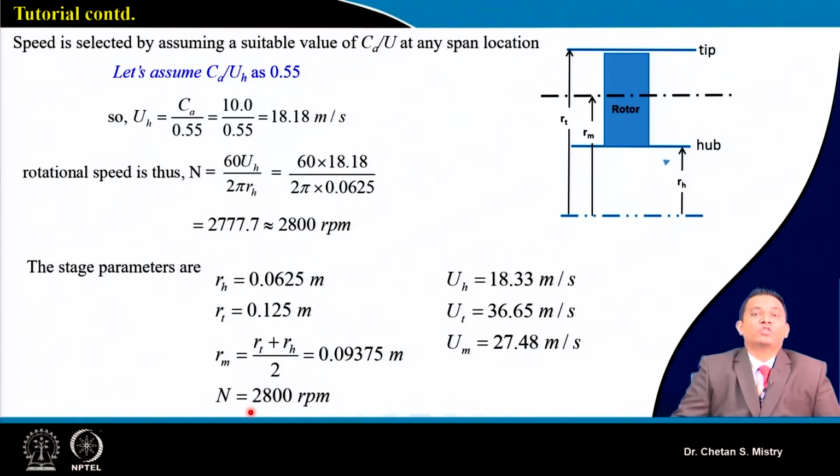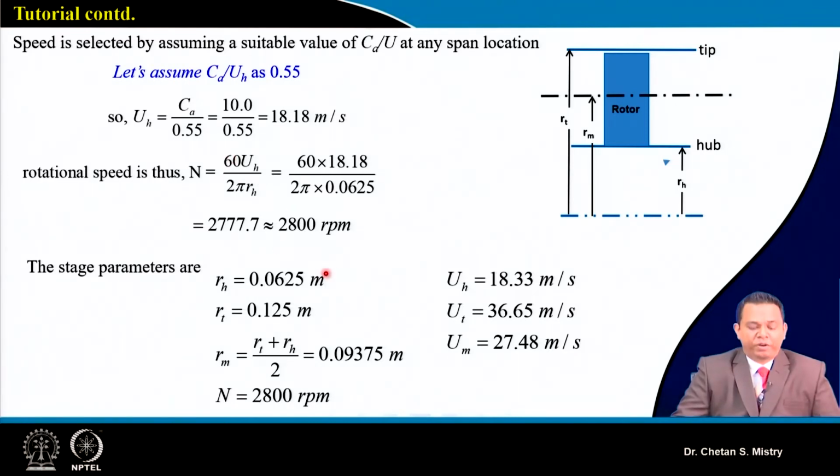So one way is to assume your rotational speed, and based on that calculate what our peripheral speed needs to be. But in this case, let's take a different approach. Let's assume Ca by U hub is equal to 0.55. Since my axial velocity we have assumed is 10, and my Ca by U value is 0.55, the peripheral speed at the hub comes to 18.18 meter per second.